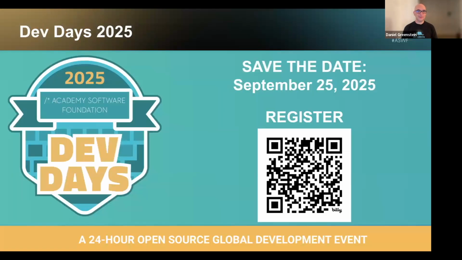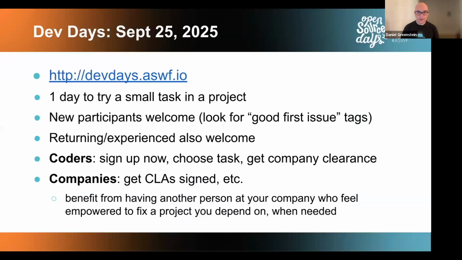Let's go to the next slide. Another good way of getting involved is the ASWF organized Dev Days, which is kind of a hackathon or FedEx Day. The next one is coming on the 25th of September. There is a registration link here. It's a great way to find a small task and challenge yourself to finish it in a certain amount of time.